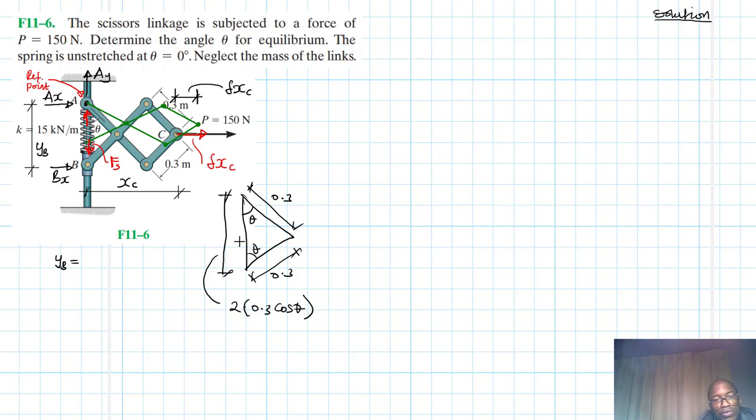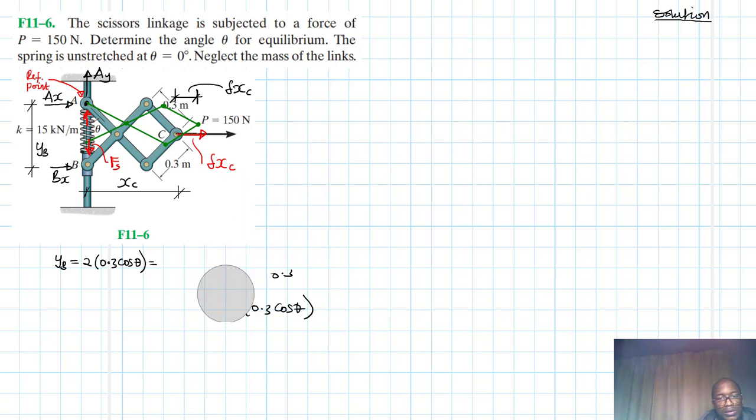Okay, because there's a portion of this and a portion of this that we're adding, all right? So we have 2 times 0.3 cos theta, which is just equal to 0.6 cos theta. So if we are to take the first derivative of this so that we find our del. Mind you, we have also a del here, right?